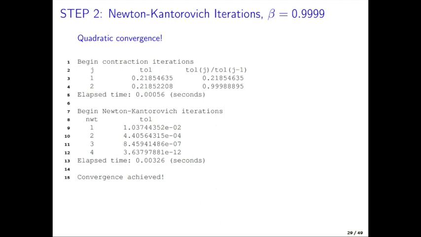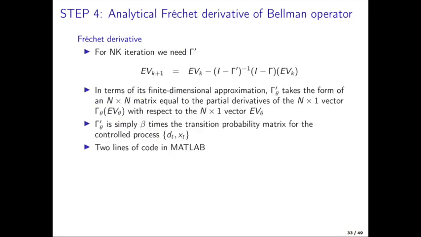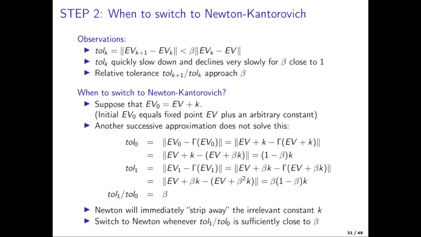And what is that a sign of, when the relative tolerance is equal to beta? Let's find the slide. Suppose first that your initial starting point for your successive approximations is equal to the true value EV plus just some constant. So now the expected value function is just shifted up in levels for all levels of the state variables. It's just a constant, it doesn't depend on the states. This is our initial guess.